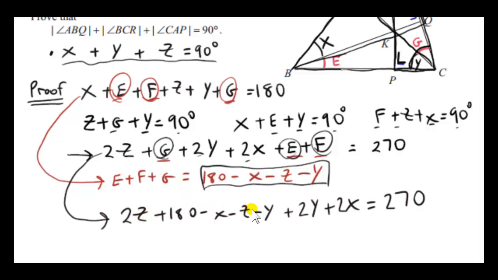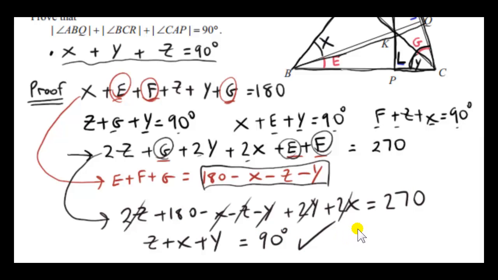So we have 2z minus 1z, that's 1z. 2x minus x is 1x. 2y minus y is 1y. And we bring the plus 180 over. 270 minus 180 is 90. That's what we have to prove.